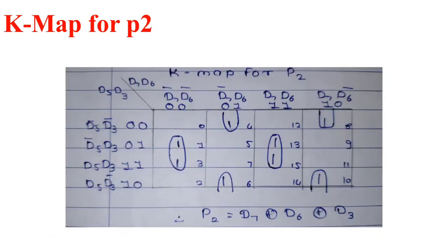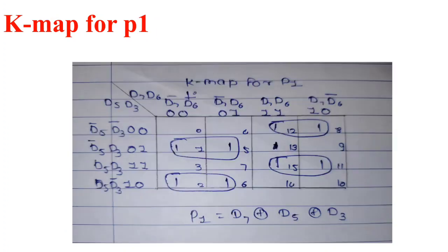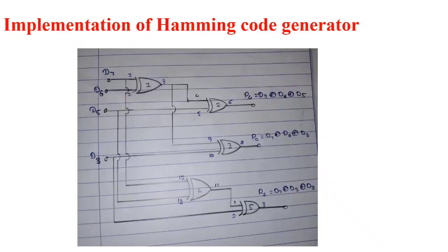This slide shows the K-map for P2. By making all the useful operations on the given K-map, we will get the following equation, which is P2 equal to D7 XOR D6 XOR D3. And last but not least, this is the K-map for P1. By solving this K-map, we will get the equation for P1, which is P1 equal to D7 XOR D5 XOR D3. This is the implementation of Hamming code generator.